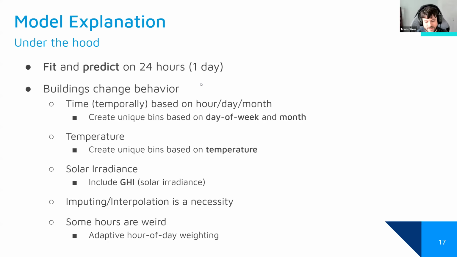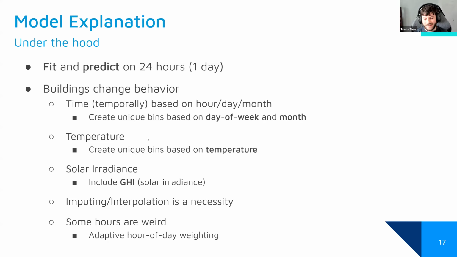Now, let's back out a little bit. We've already talked about this a little bit, but let's just think about how models change behavior in general. So first of all, it's time-based, or temporal, based on hour of the day, day of the week, month of the year. So the way that we approach this is we create unique bins based upon the day of the week and the month. And again, every single day is being predicted 24 hours. So 24, the hour is already inherently within this.